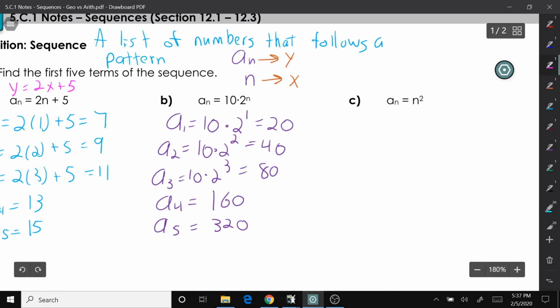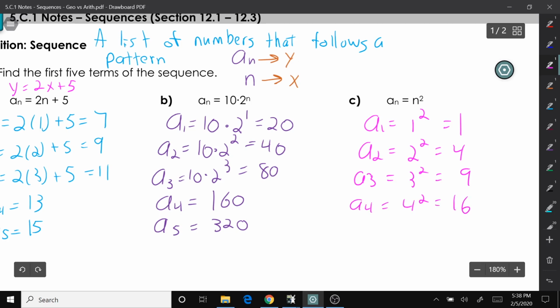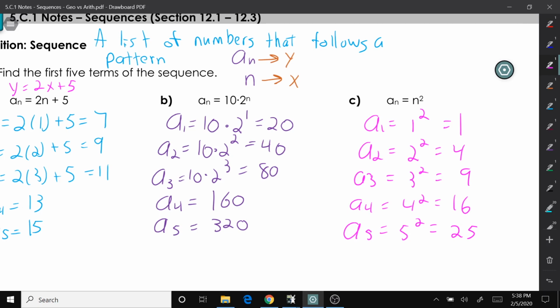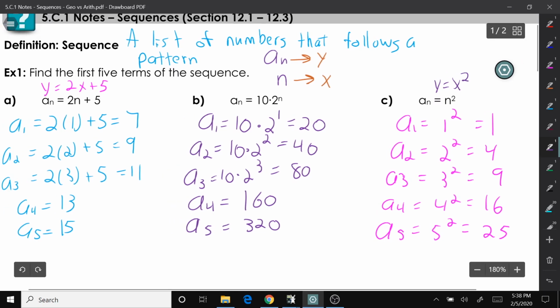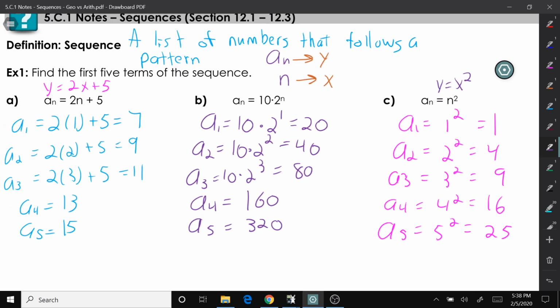This one, we have a1 equals 1 squared, which is 1. a2 equals 2 squared, which is 4. a3 equals 3 squared, which is 9. a4 equals 4 squared, which is 16. a5 equals 5 squared, which is 25. So you can see we're just squaring each number, kind of like y equals x squared. Just another name for it. So I think you'll find that this is not too bad once you understand the notation that goes with it.